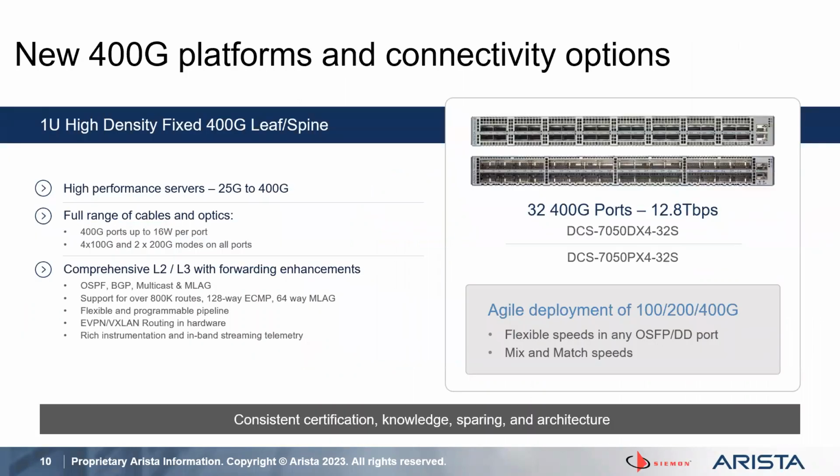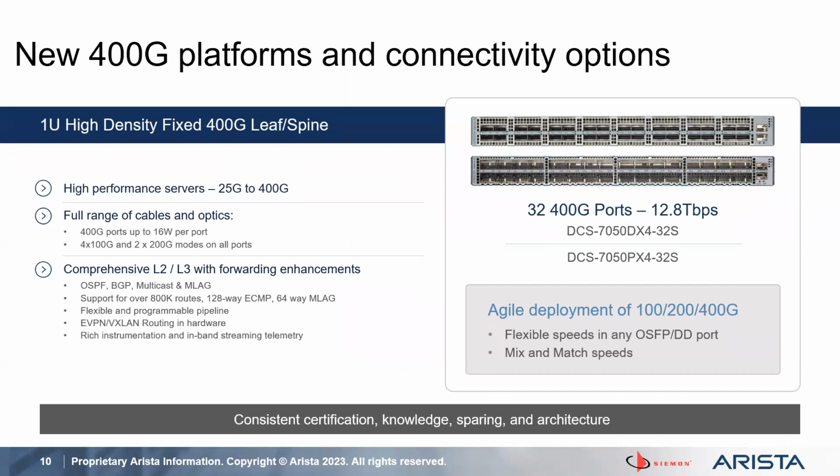And again, naturally, if you're going in that direction of 100 gig connectivity to broad spectrum within your data center or some parts of your data center, you're going to have to consider 400 gig as your spine or aggregation. And this is one of the platforms that we have introduced, 32 ports of 400 gig in a 1RU form factor.